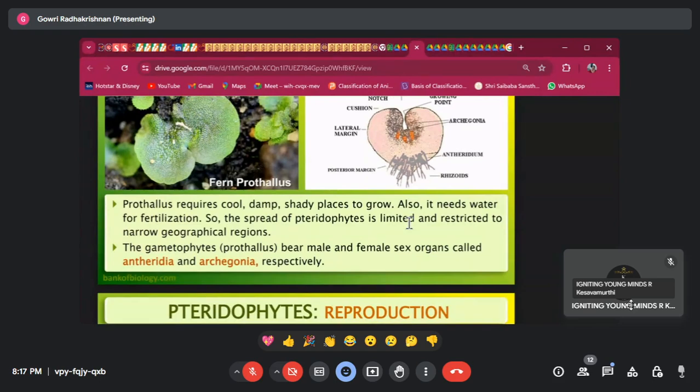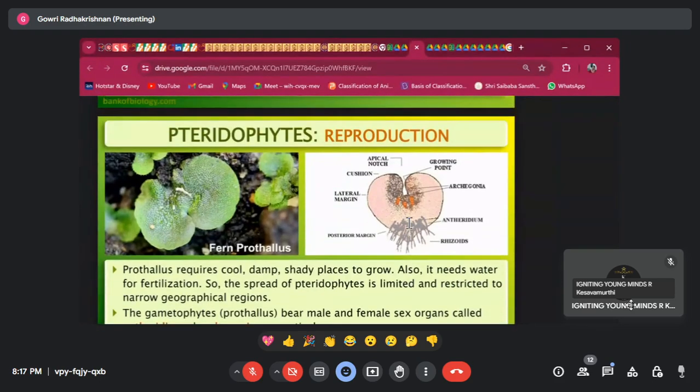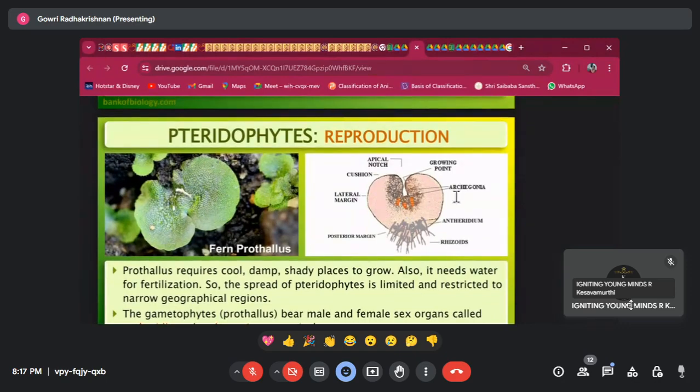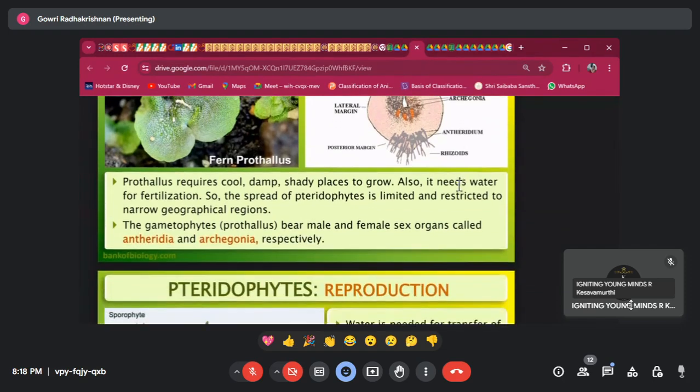The gametophytes or the prothallus bear male and female sex organs called antheridia and archegonia, respectively. You can see here, this is the antheridium, and this one here is the archegonia. So both are present in the thallus.